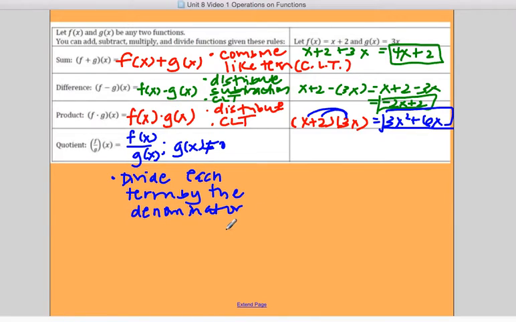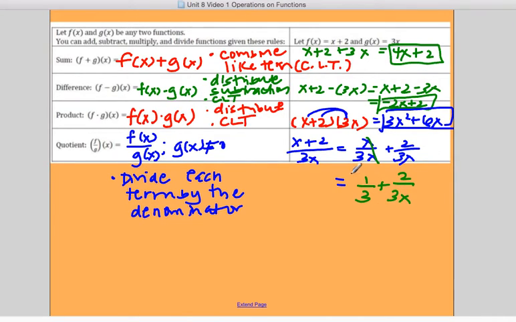Okay, so if we have f of x divided by g of x, I really have x plus 2 divided by 3x. So I break it apart. I have x over 3x plus 2 over 3x. We simplify, these x's cancel. So I have 1, the 3 stays in the denominator, plus there's no simplifying here, so it's 2 over 3x. And there's my answer for that one.